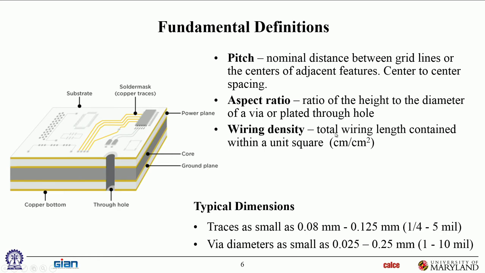I won't use it a lot today, but it basically means what's the total amount of wiring length in a given area, typically a centimeter squared. So how many centimeters of wiring in a centimeter squared? That's the typical way wiring density gets expressed. These are some typical dimensions. Things have gotten a lot smaller than that, so these are just typical values. About 0.08 millimeters is the trace width, with via diameters down to about 0.025 millimeters. That's about 1 mil. So those are laser drilled micro vias. Okay, so we'll talk about micro vias pretty soon.